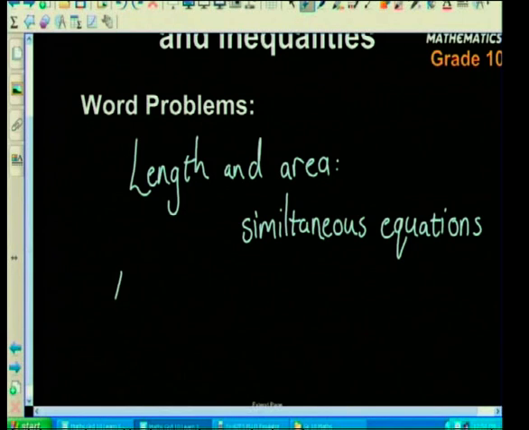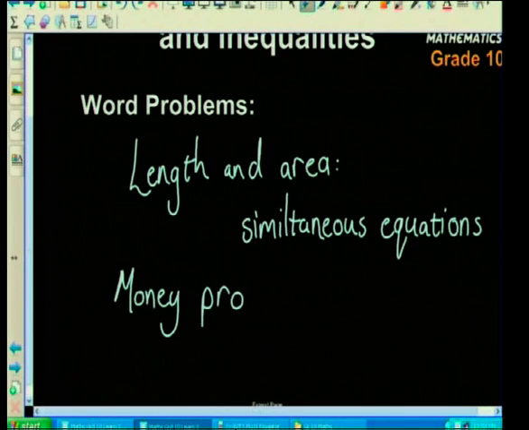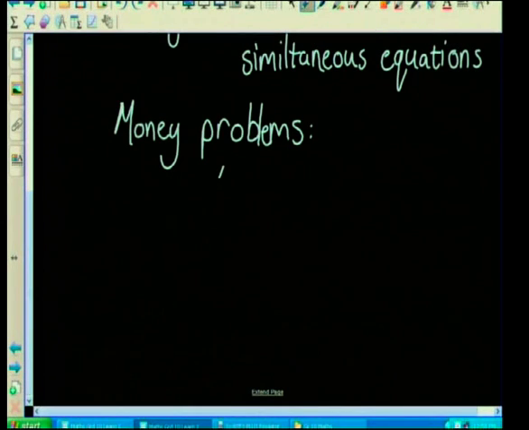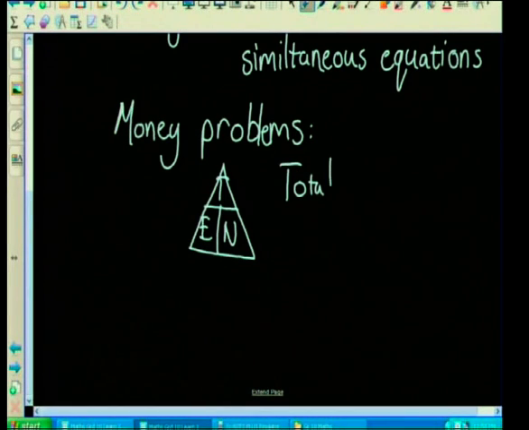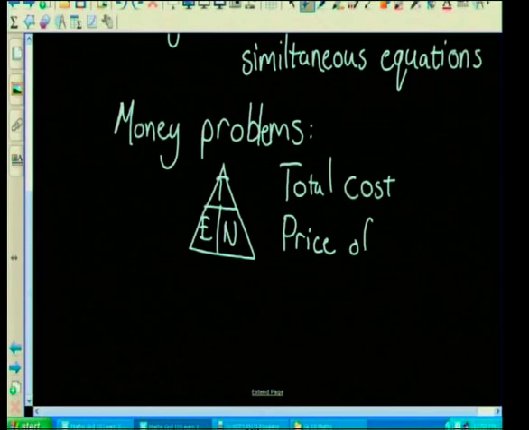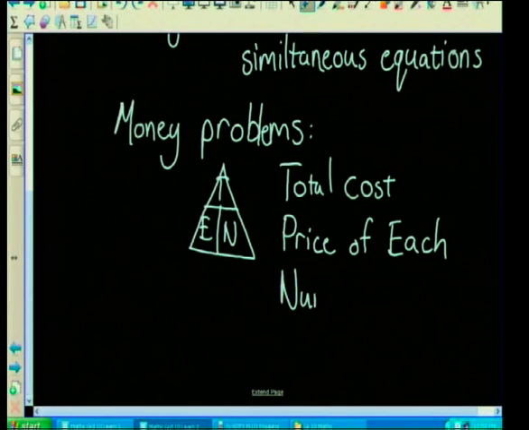For money problems, I use a table. So anything that involves buying things, buying a total number of things, I use the table with these three values: T, E, and N, where T is the total price or the total cost, E is the price of each, and N is the number of items.